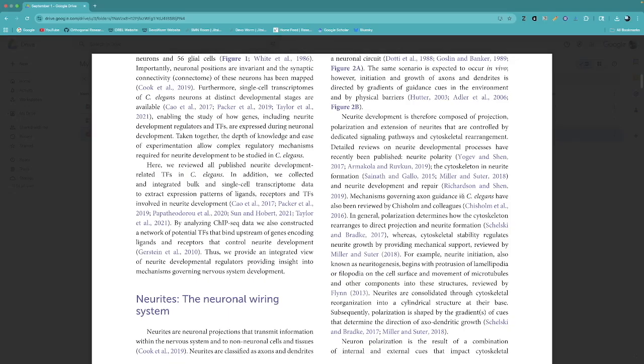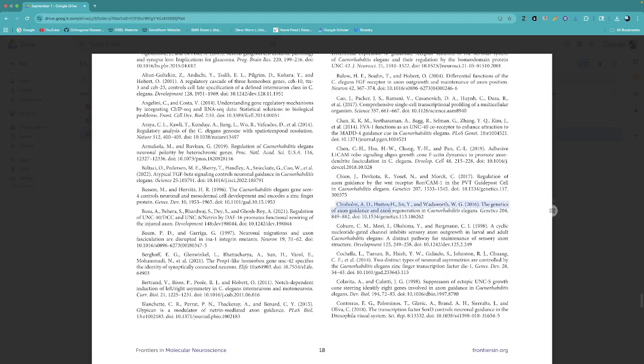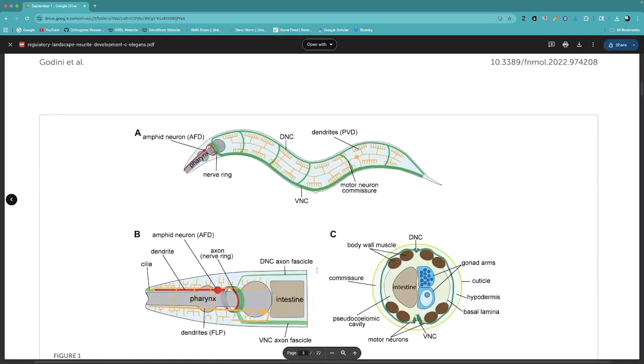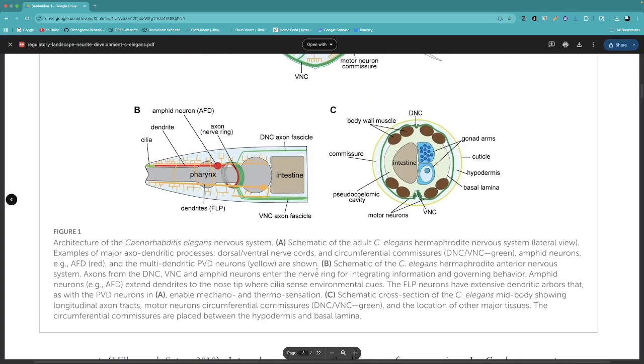Mechanisms governing axon guidance in C. elegans have also been reviewed by Chisholm and colleagues. And this is this paper from 2016, which is here. This is the genetics of axon guidance and axon regeneration in C. elegans in the journal Genetics. So they've got Figure 1, which is this architecture of the C.